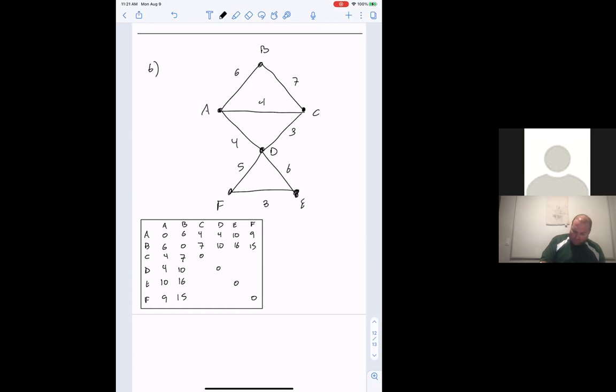C to D is 3. C to E is 9. C to F is 8. D to E is 6. D to F is 5. And E to F is 3. This is a table of least weights. Now this one is not complete. Oh, maybe that's the issue.